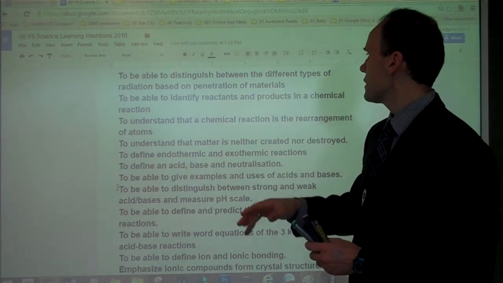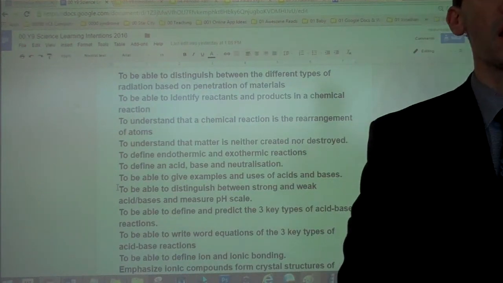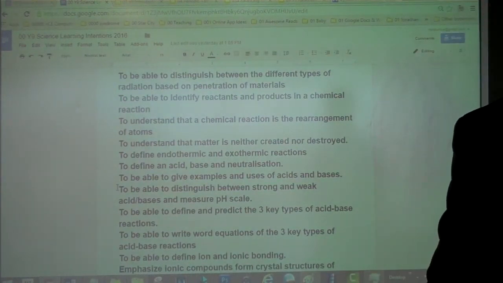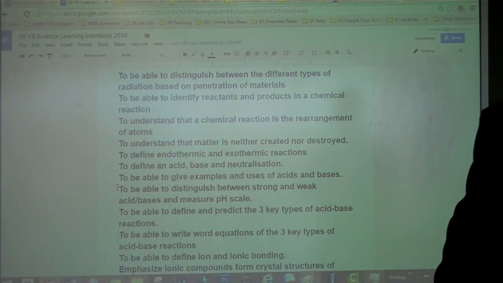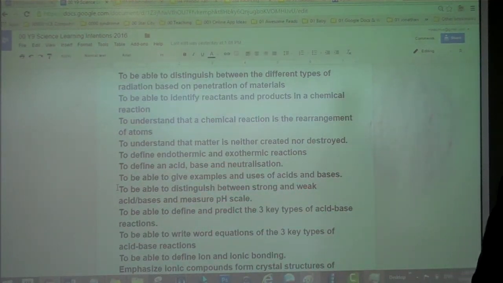Now, reactants and products in chemical reactions. When you think about chemical equations, you have reactants on the left and then products on the right, just like the prac did. Okay?